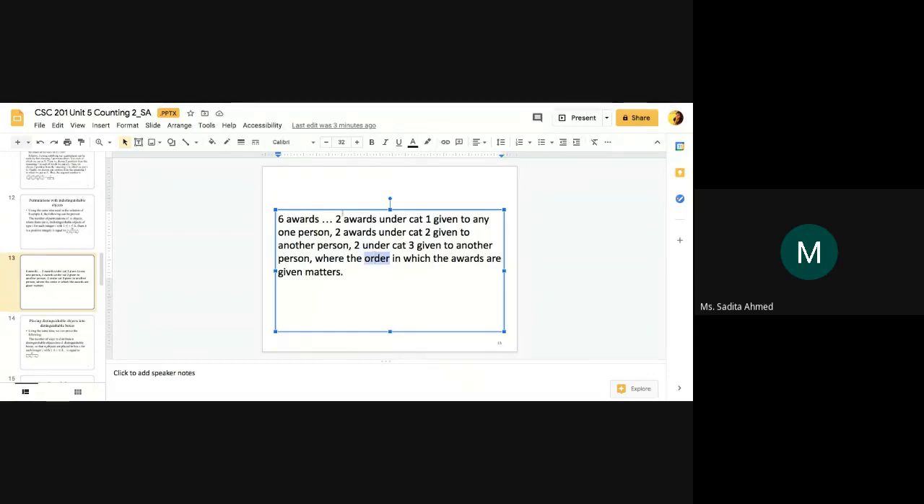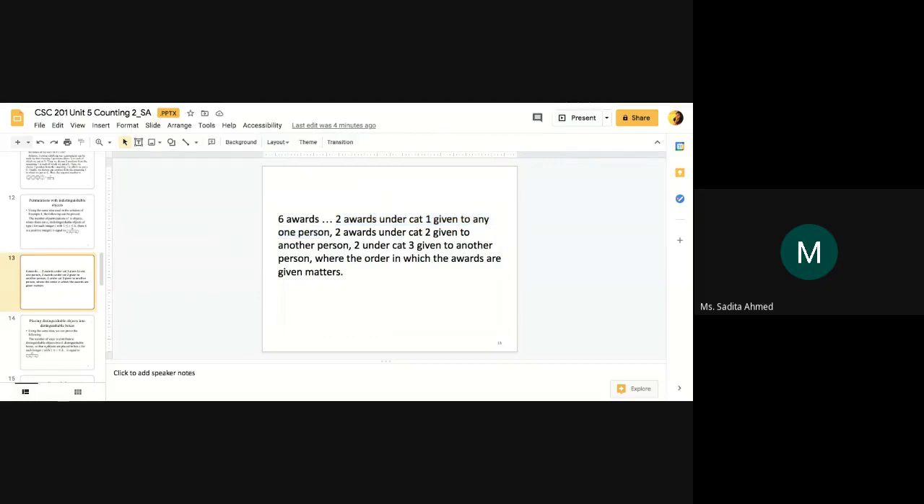However, it's not going to be straightforward, because here, even though it's order, for this specific case, if you break down this entire task into 3 tasks, giving out the awards under category 1, then category 2, then category 3, think about the number of ways to do this. In this case, order doesn't matter for this specific category. Category 1-এর মধ্যে যে 2টা award আছে, if they're given to the same person, order doesn't matter. Okay? So the important thing to notice here is the term order, that this is a permutation problem.